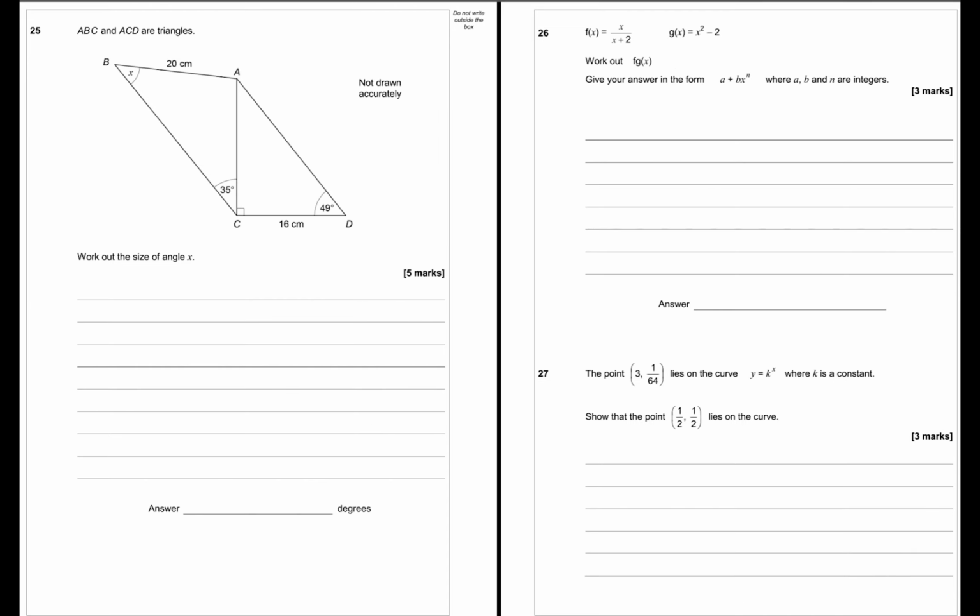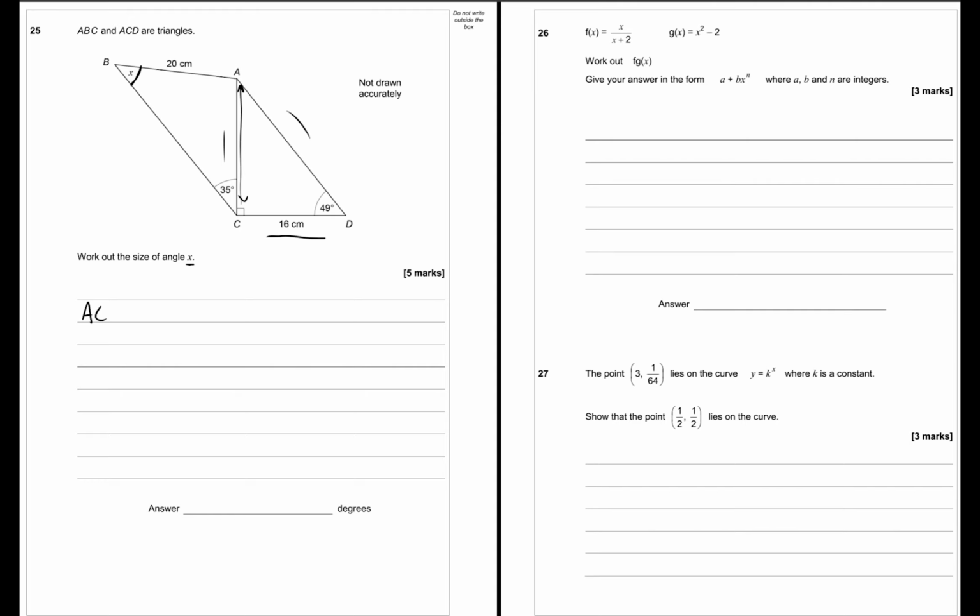Okay, question 25. So ABC and ACD are triangles. Work out the size of angle X. Angle X is this one here. So let's first look at the triangle ACD, which is this triangle here. So we want to find this length. We want to find AC.